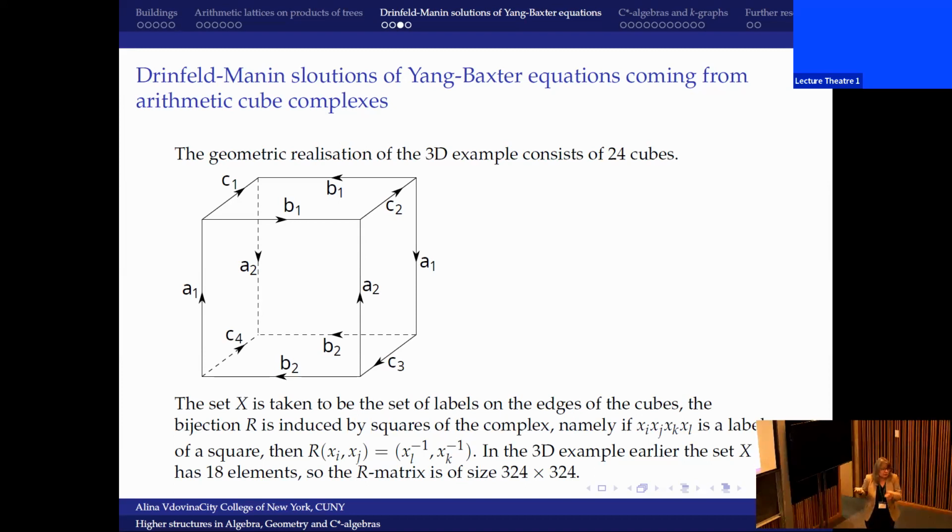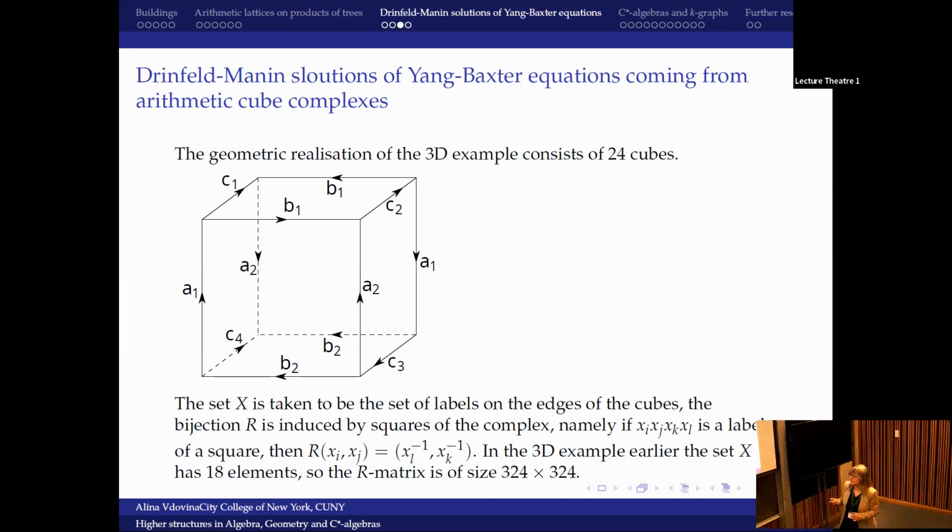This is also what is new. Usually the size of X for sets of solutions is small, but here it grows very fast. Even with the easiest example, you already get an R matrix which is 324 by 324. Okay, are there any questions about this Yang-Baxter thing?